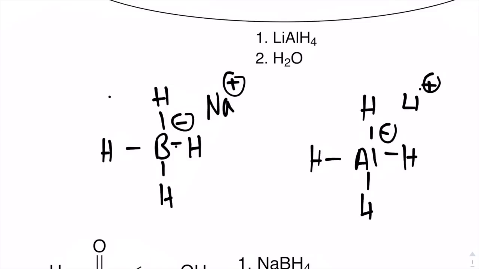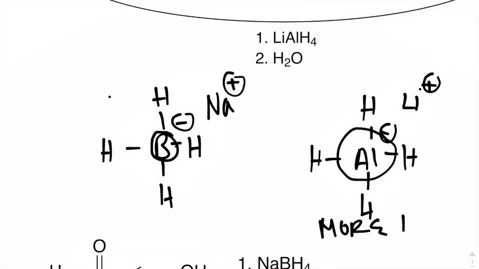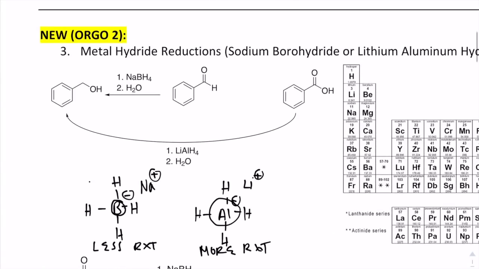We just said that aluminum is a lot larger, so I'm going to draw a big circle to indicate size. Aluminum is a lot larger, so the hydrogen is a lot more reactive, in the sense that it can be removed a lot more easily than in sodium borohydride, because those bonds are more compact. So that makes sense that we would say that the lithium aluminum hydride reagent is more reactive, and this one is less reactive. Okay, so that's going to make sense now when we look at the schematic.